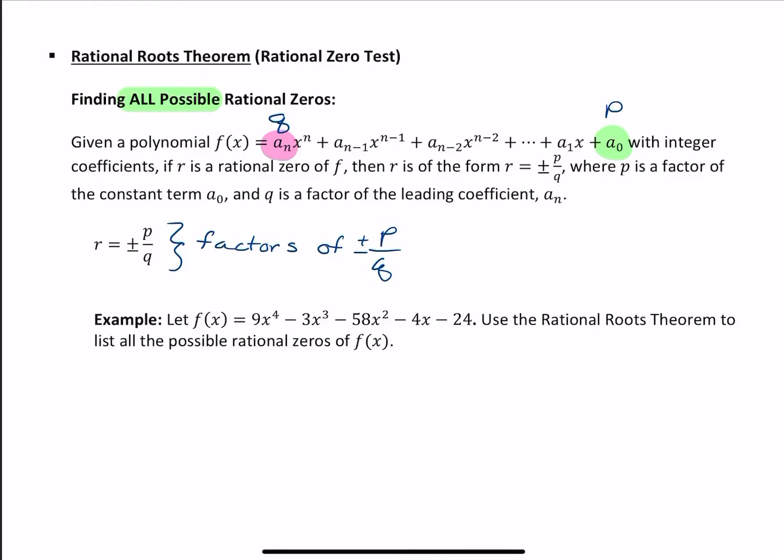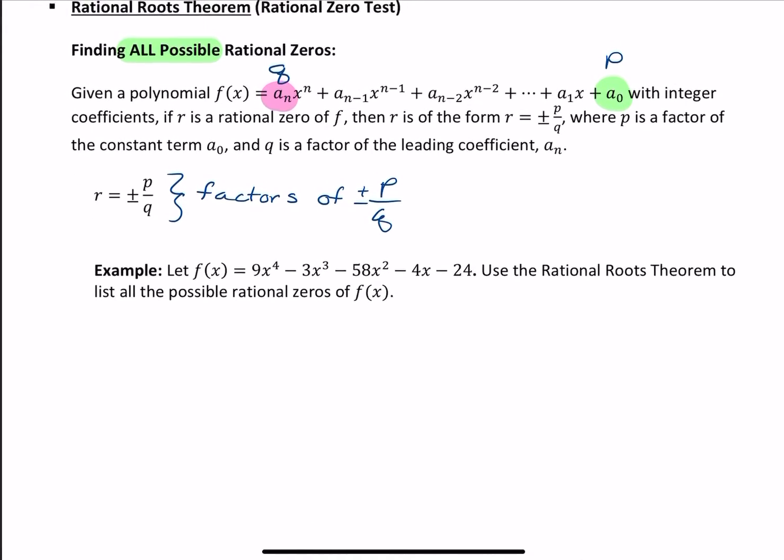I know that might be a little confusing, so let's look at an example. If we have 9x to the fourth minus 3x cubed minus 58x squared minus 4x minus 24, we're going to find all the possible rational zeros. That doesn't mean they have to work, it's just the ones that might work. Our P is negative 24, and our Q is 9.